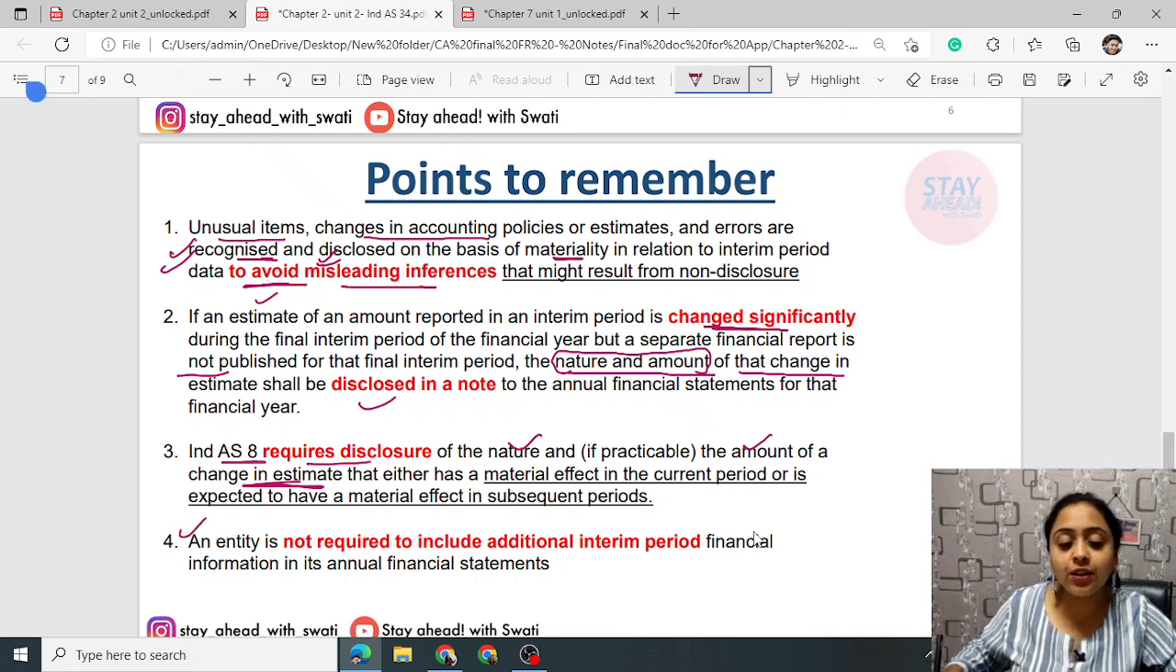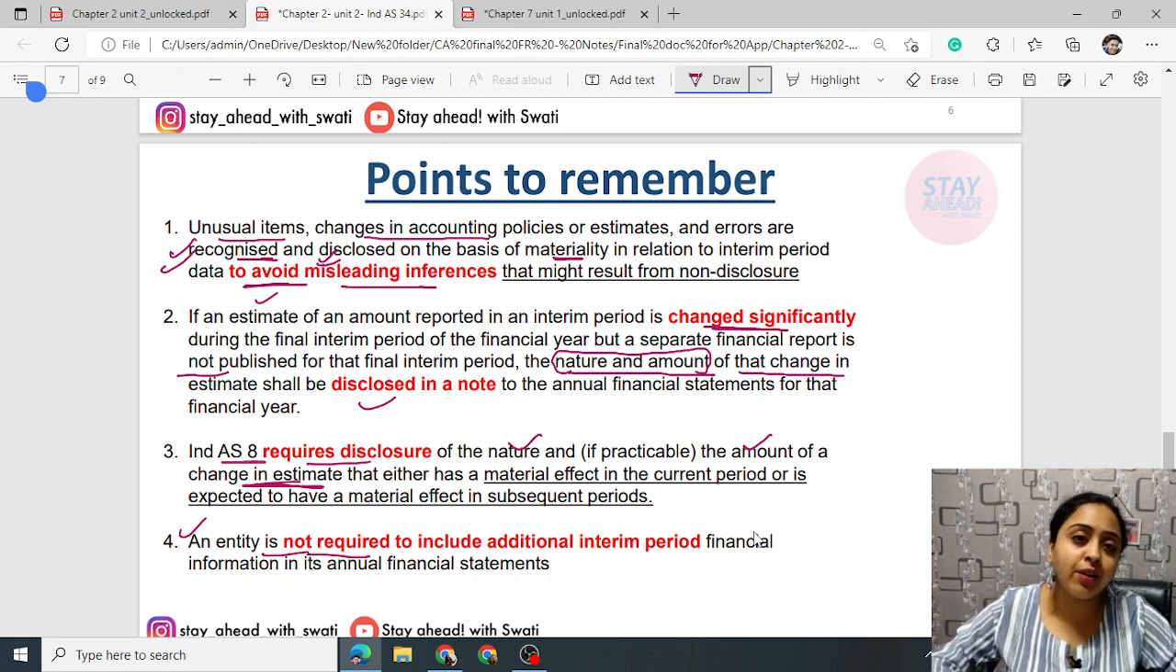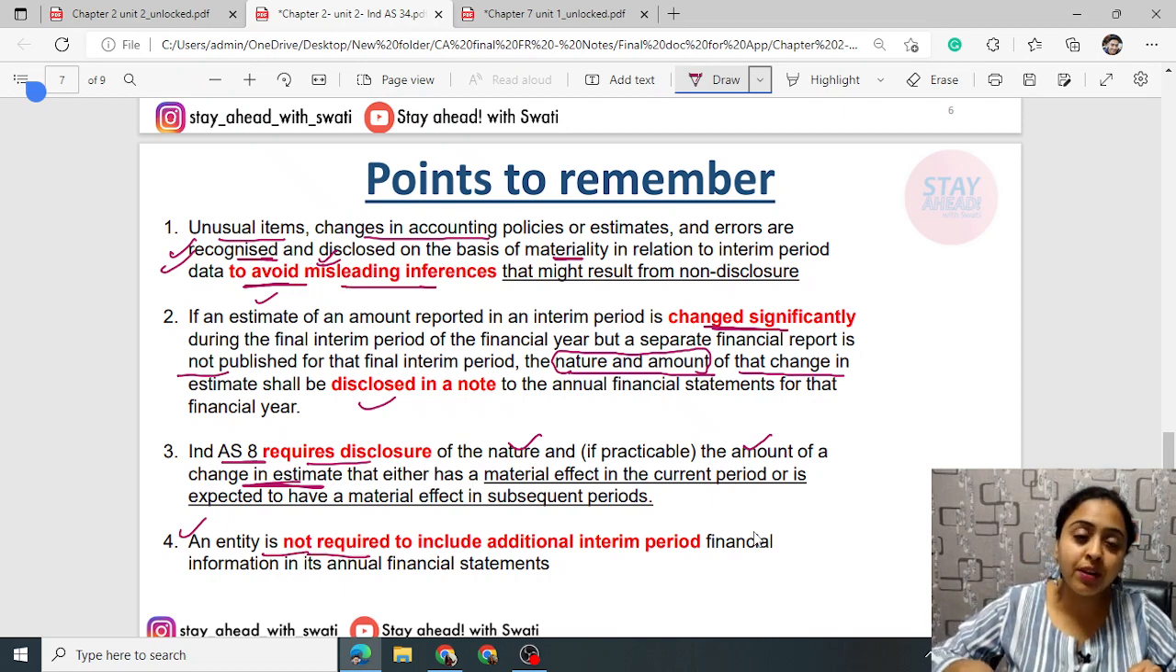Lastly, an entity is not required to include additional interim period financial information in its annual financial statement. It is not required to add on the interim financial statements any additional information. But they have to present and disclose any material information that might have impact on the current period or the subsequent period.